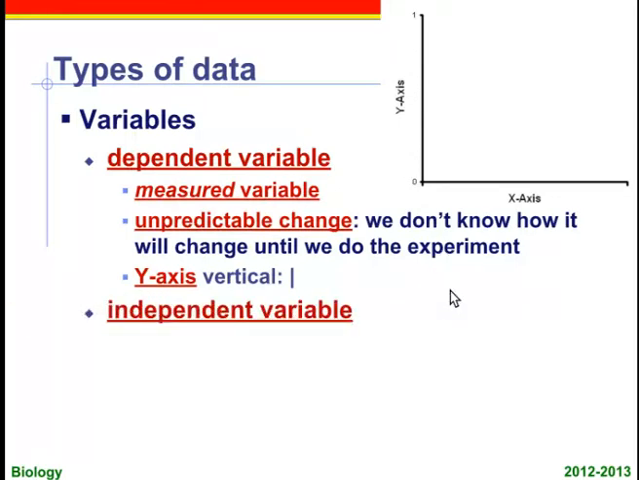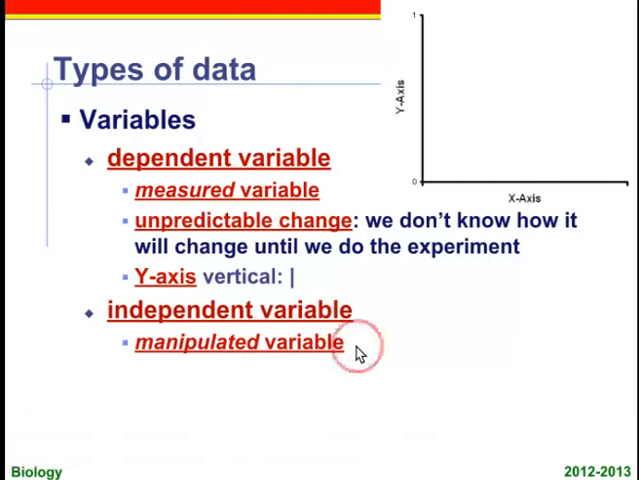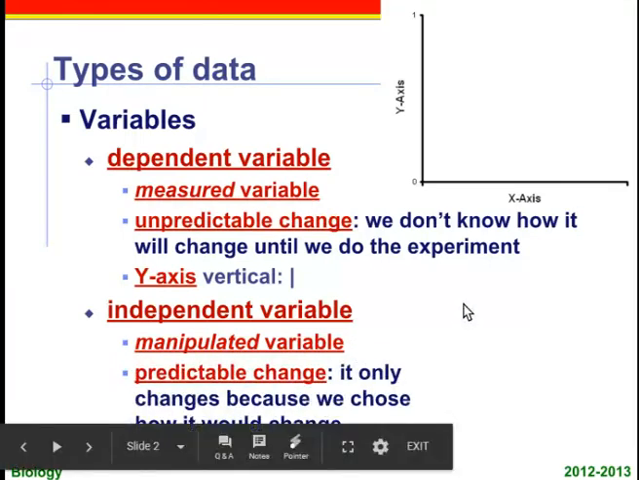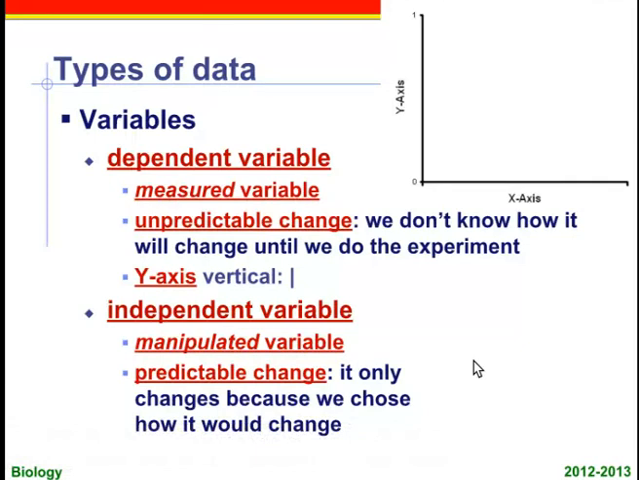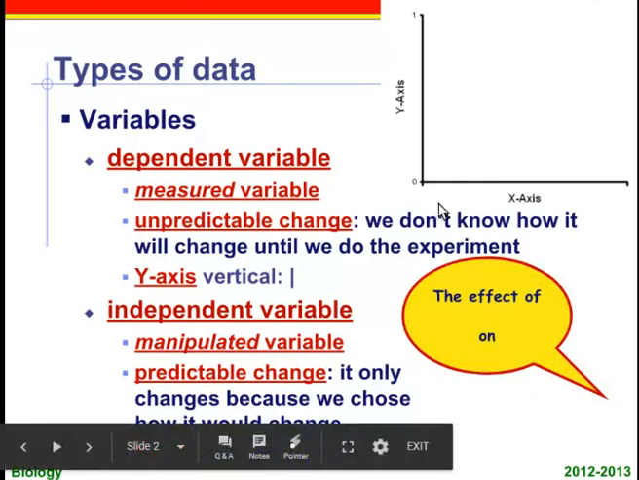There's also the independent variable. The independent variable is the one that you change or manipulate. All right, so the dependent variable is the one that you measure. The independent variable is the one that you change. Okay, and this is predictable, and it's predictable because it can only change because we choose how it's going to change. And you plot on a graph the independent variable on the x-axis.